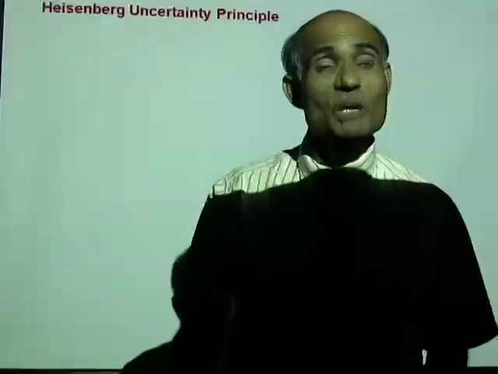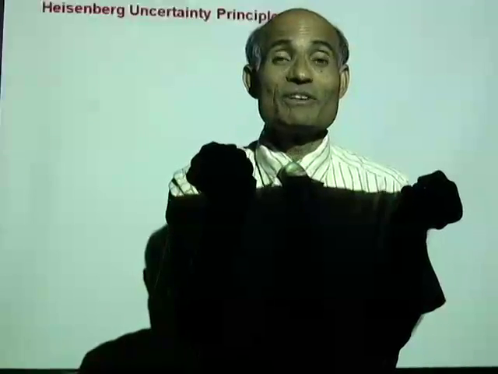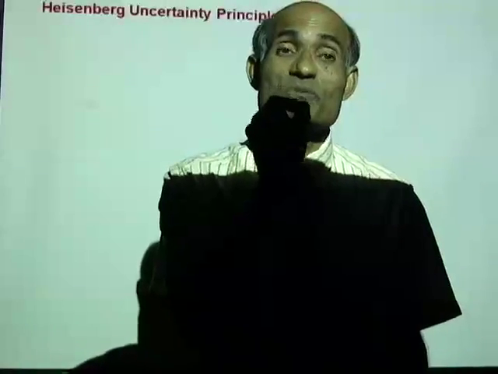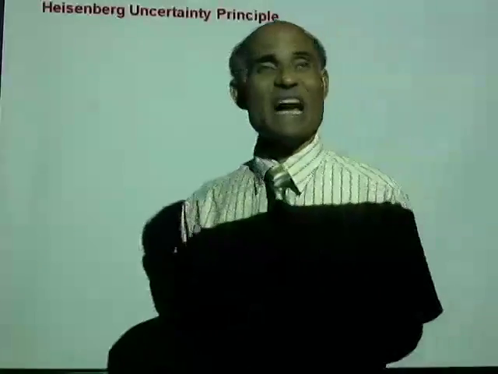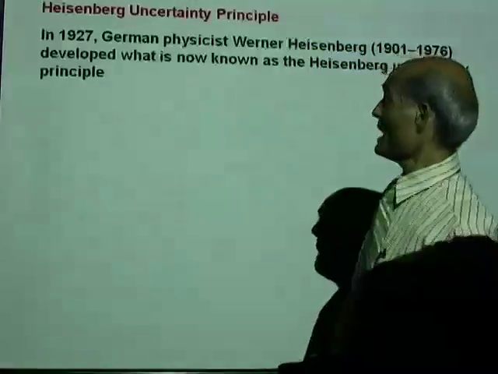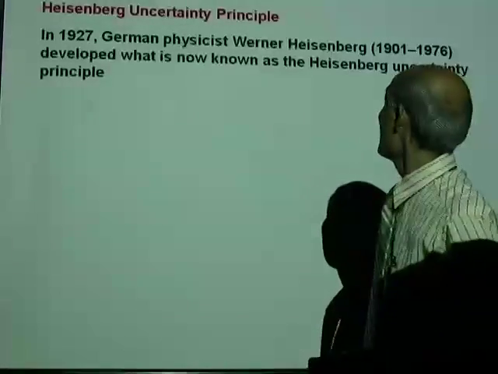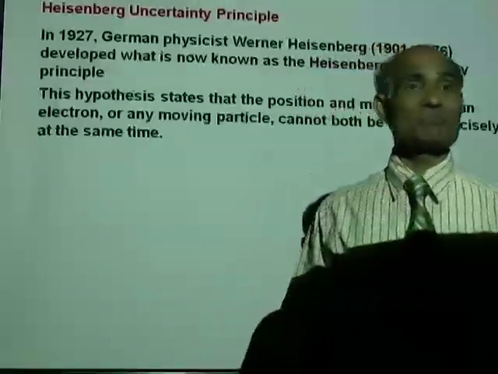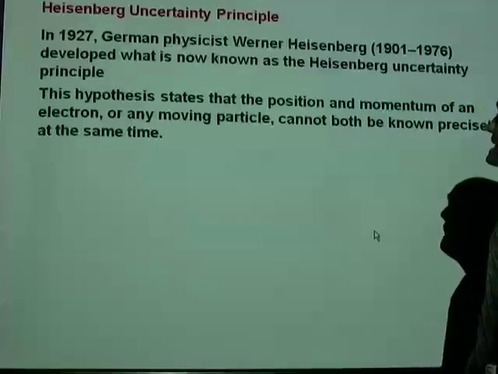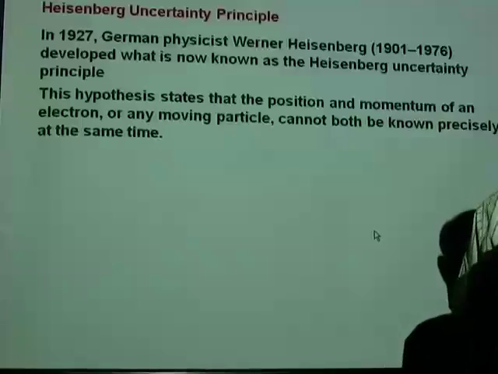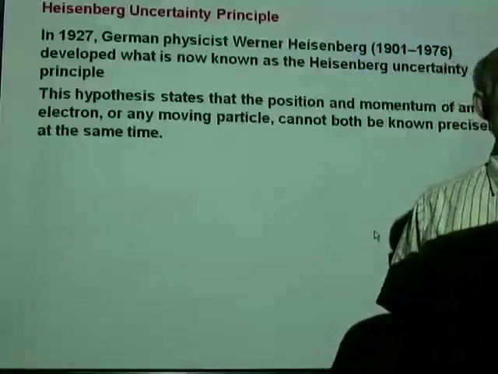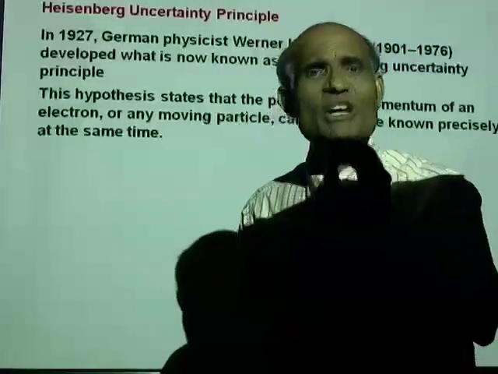But when it comes to a particle like an electron, which behaves both like a particle and a wave, it is very difficult to assign a specific position and determine where exactly the particle is. And it is therefore very important to discuss the uncertainty principle. In 1927, German physicist Werner Heisenberg developed what is now known as the Heisenberg uncertainty principle. Now, this hypothesis states that the position and momentum of an electron or any moving particle cannot both be known precisely at the same time.